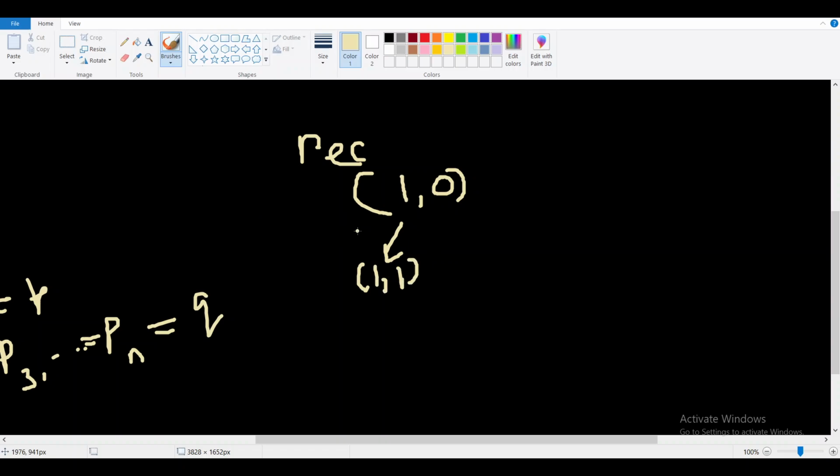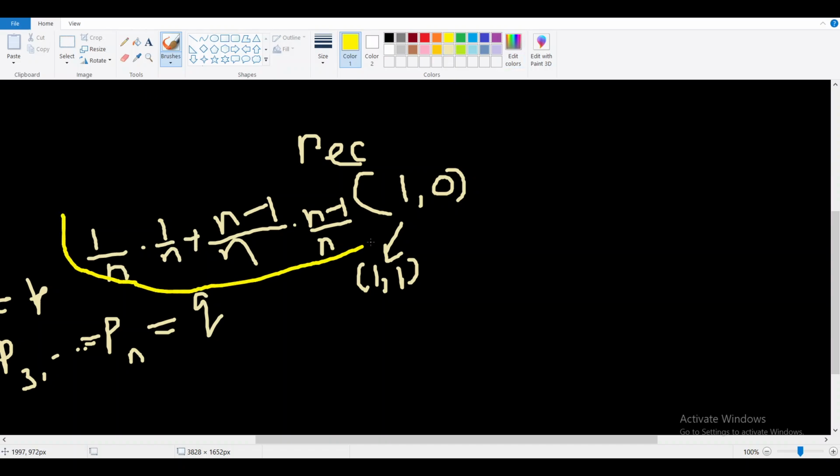What is the probability of moving from 1 comma 0 to 1 comma 1? We can take any ball other than 1 at one index, and any ball other than 1 at the other index. So it will be n minus 1 by n into n minus 1 by n, plus we are choosing i comma j as 1 comma 1, which is 1 by n into 1 by n. This is the probability of moving from 1 comma 0 to 1 comma 1.